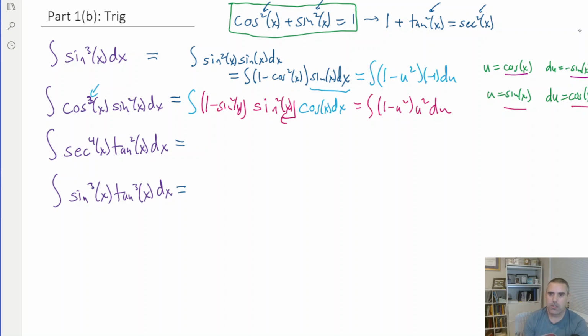Okay, what about these ones? So these ones switch strategy a little bit because of the derivatives. The derivative of tangent actually has an even number in it. It's secant squared.